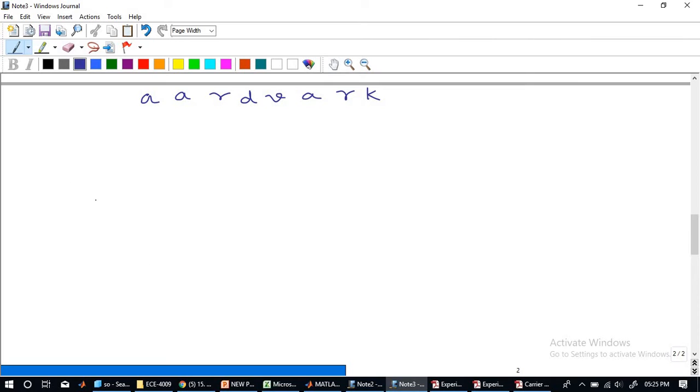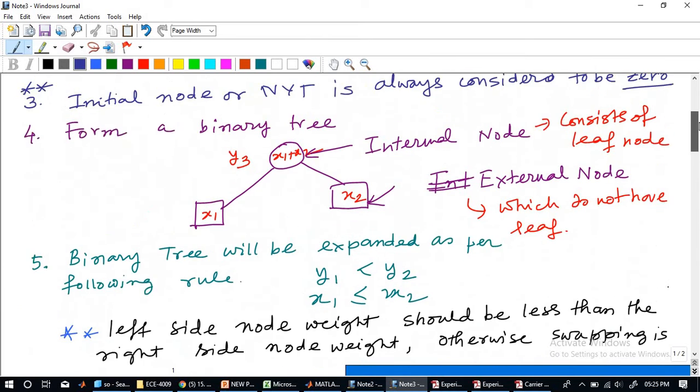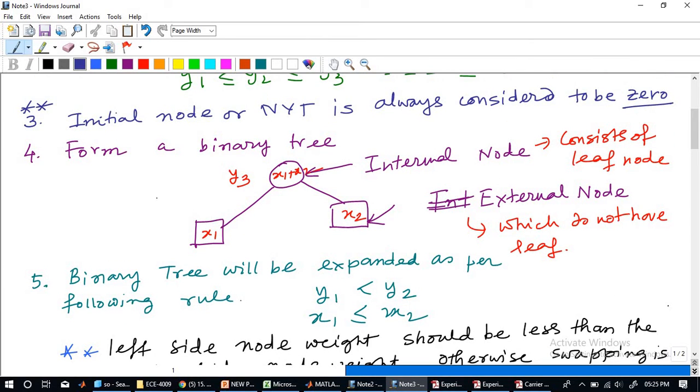So first time A appears, so we already have that NYT. So the first step is we need to break it. So how will I break it? So we'll have this one as NYT. So this will be a new node. We will have another node. I'll write A and that's it. So if you can go back to the rules that I told you that form the binary tree here. So it appears to be the same.